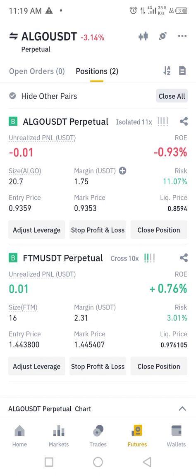And the entry point is 6. This is the margin that I have used. You understand? The type of margin is isolated here. Then the leverage I use is 11x. This means that even if ALGO dumps towards 0.8594, only this 1.75 deposit will be liquidated from my balance. It will not touch the remaining position.